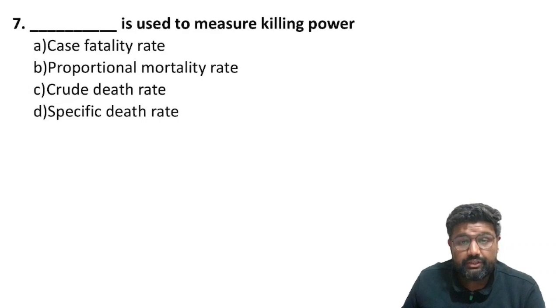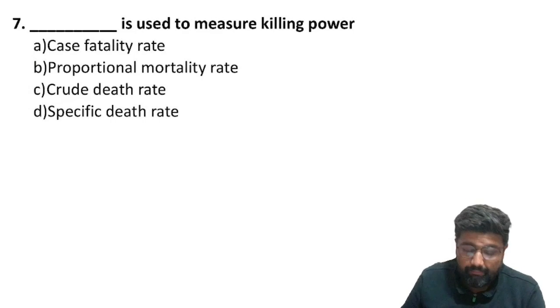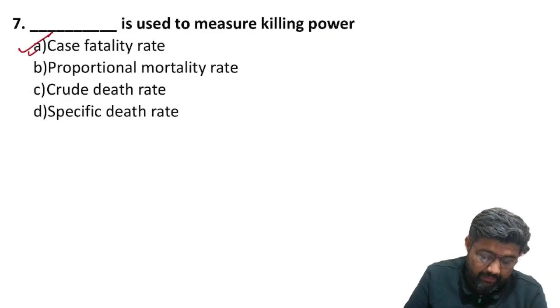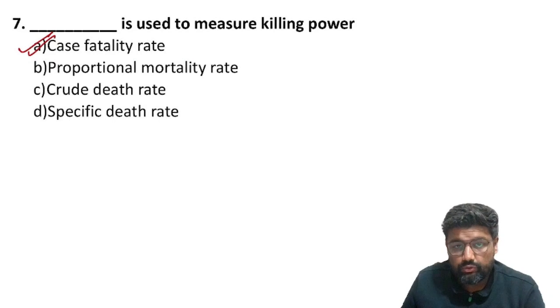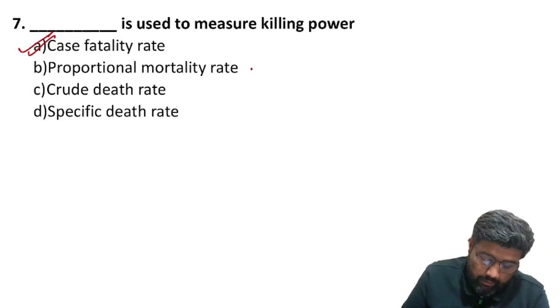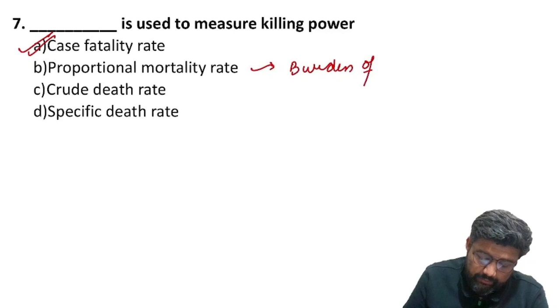Dash is used to measure killing power. It is the case fatality rate which is used to measure killing power. Proportional mortality rate tells us about burden of disease.